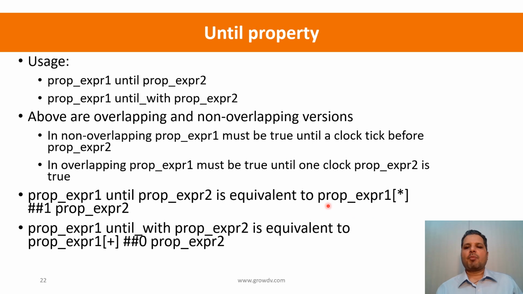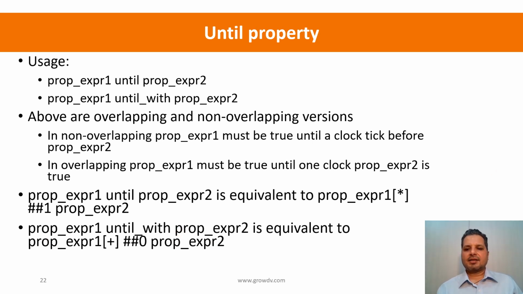So here I am saying property expression 1, the unbounded repetition, and then I am saying delay operator of 1, then property expression 2. So this unbounded happens, and then you have 1 clock delay, and only then this has completed, and then you have the property expression 2 starting off. And then property expression until with, which is an overlapping one, we are using again an unbounded property expression 1, but here we are using the 0 delay concatenation, and hence there will be 1 clock overlap between the property expression 1 and property expression 2.